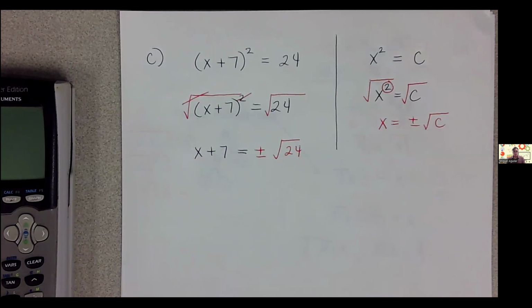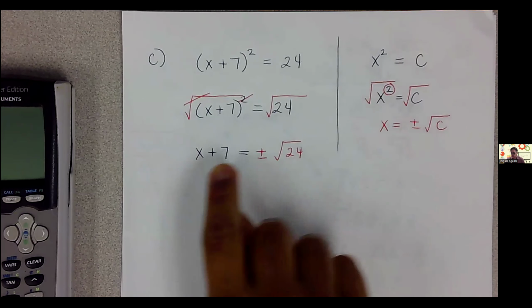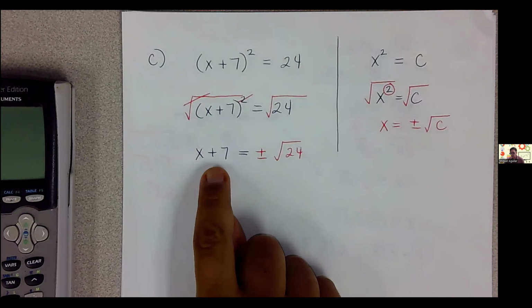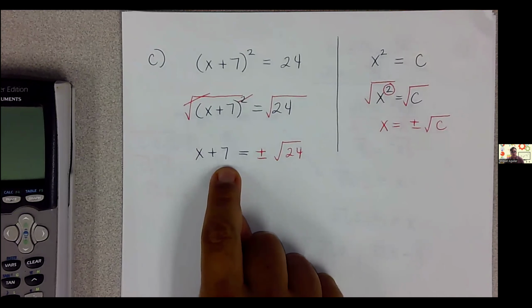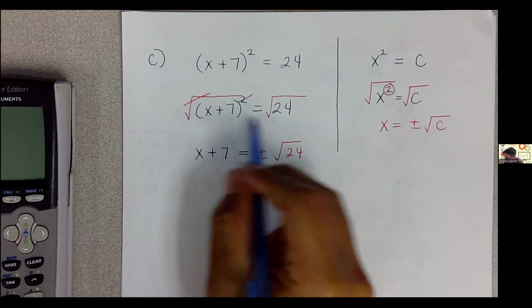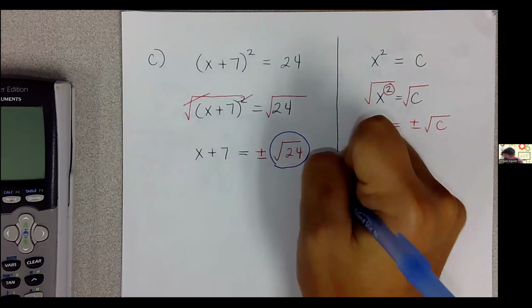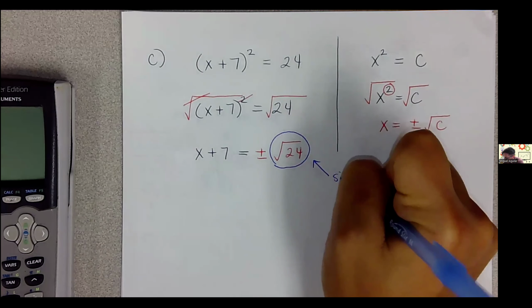Pause and think about this for a moment. When we're solving our equations, we want to get x by itself. Currently, we don't have x by itself because we have a plus 7 here. You might ask yourself, how do we cancel out that 7? But we're getting a little bit ahead of ourselves. Once you've taken the square root of both sides, the next thing you want to focus on is simplifying the radical.